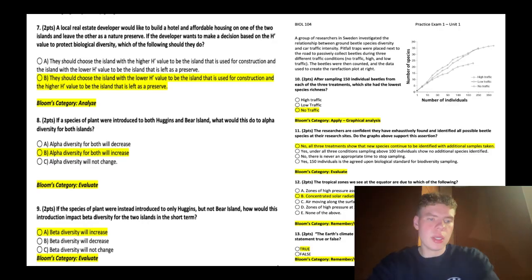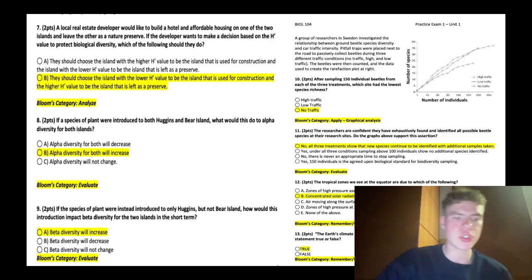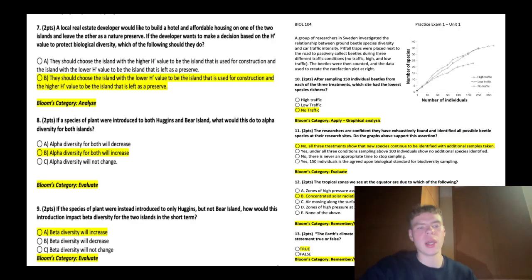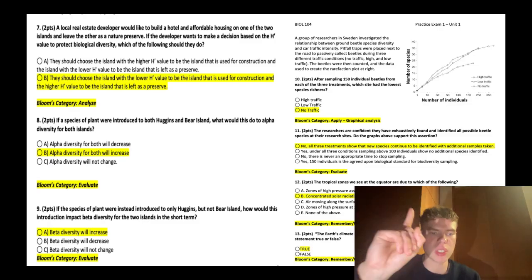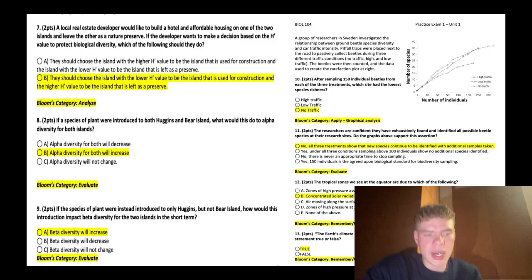All right, 8. If a species of plants were introduced to both Huggins and Bear Island, what would this do to the alpha diversity for both islands? Once again, alpha diversity is just the number of species in the environment. So if you just added a species of plants, that would just increase the alpha diversity of each environment by 1.